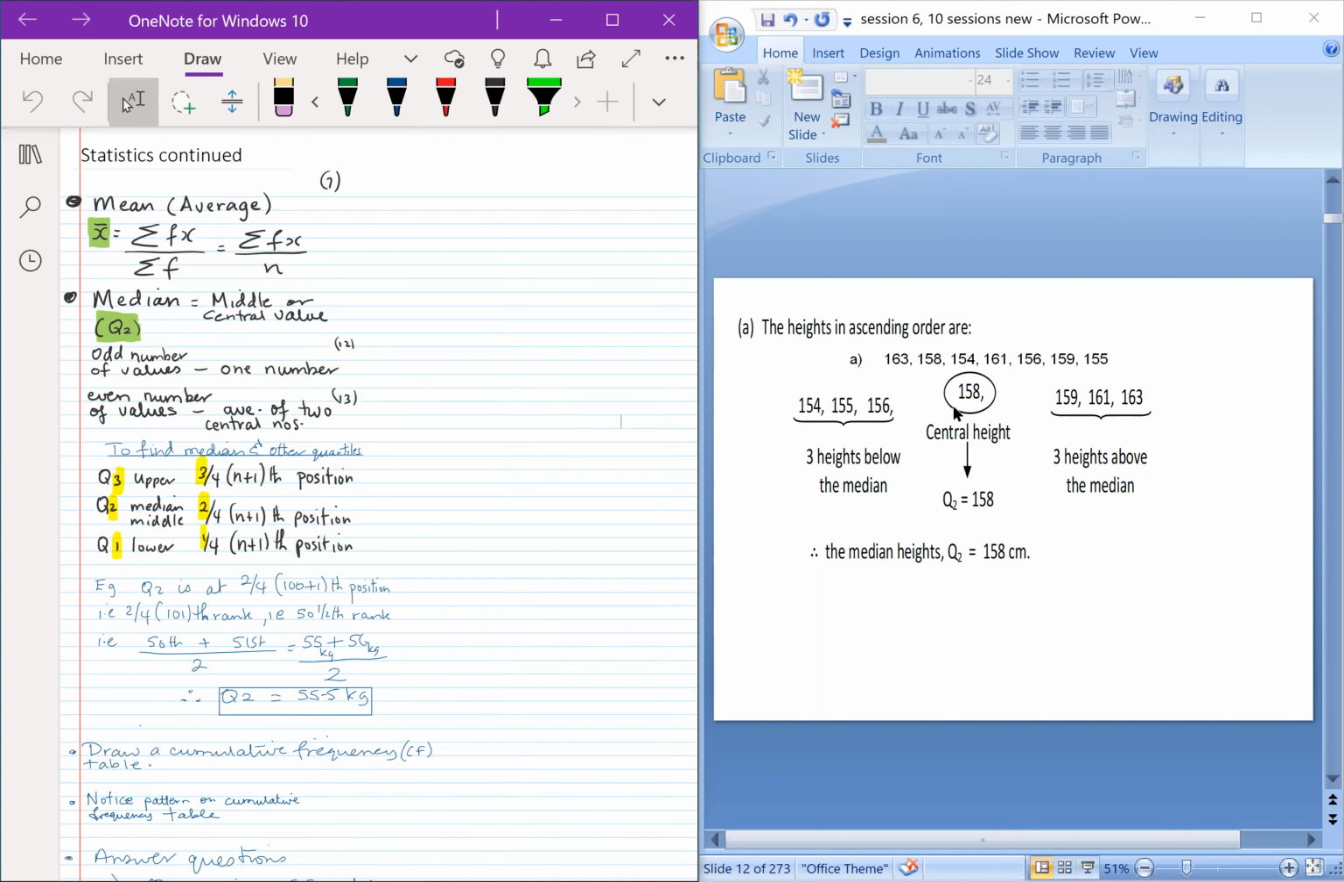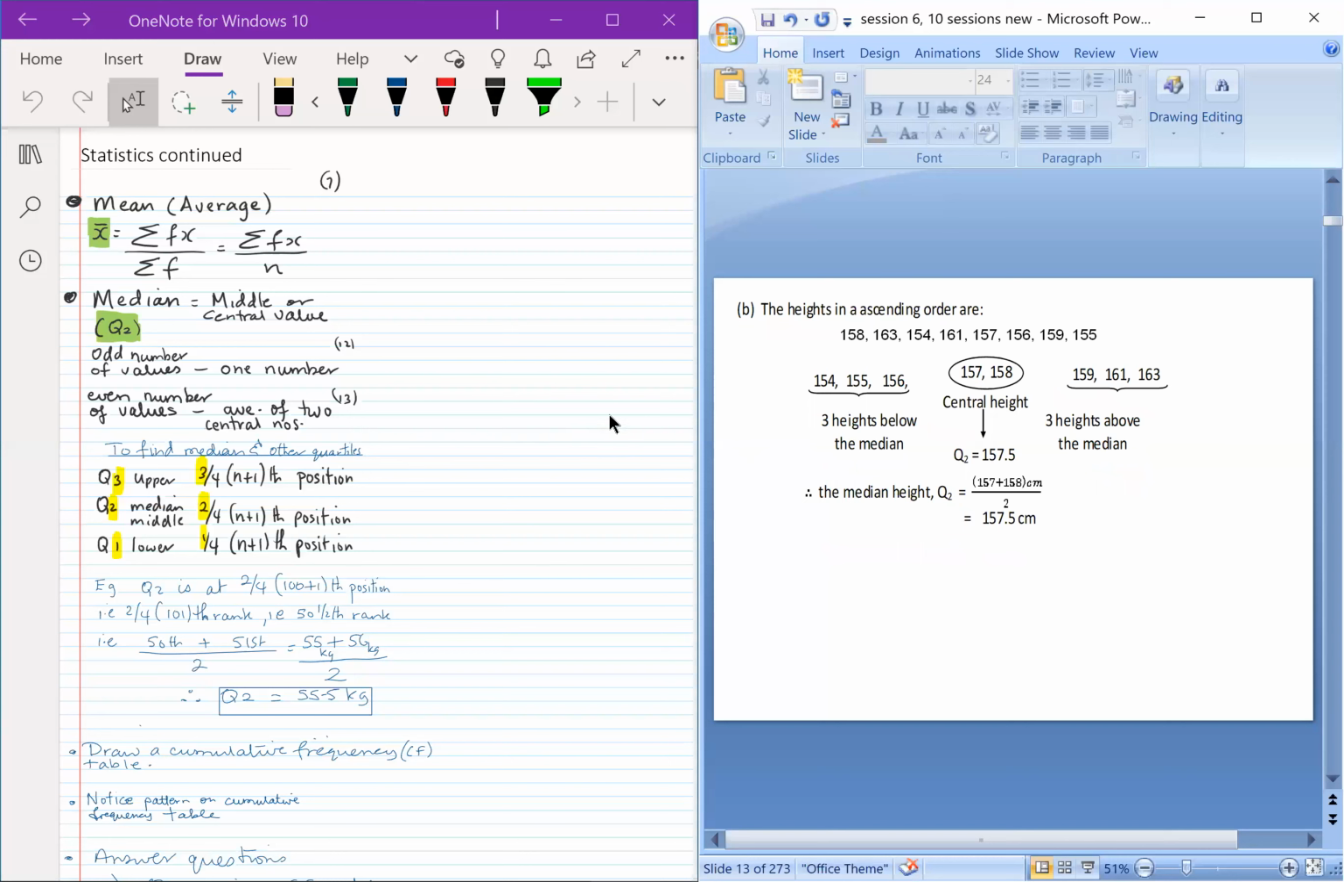Because if you look below that 158, you'd have 3 values. And above it, you'd have 3 values. So that means you have selected that middle value, which is known as the median, right? We expected one central value because you had 7 values in all, 1, 2, 3, 4, 5, 6, 7, which is an odd number of values. And when that is the case, we learned that if there is an odd number of values, only one number will form the median, which in this case is the 158 here.